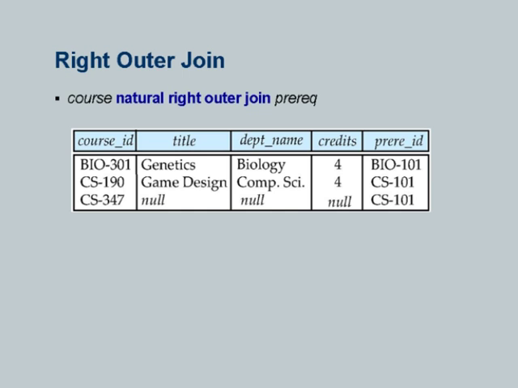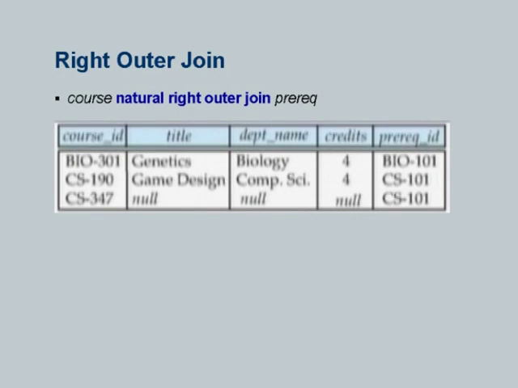But this one is slightly different. It says course right outer join prereq. So this time the right outer join operation preserves all the rows of the right input, in this case prereq. So in this sample data there was a course ID in prereq which did not have any matching course, and that would have vanished in a join, whereas in the right outer join it is preserved. So CS347 had as prerequisite CS101, it would have vanished in a join, but in the right outer join it still appears with the remaining attributes which come from course set to null. So that is the third row here, CS347 null null CS101.